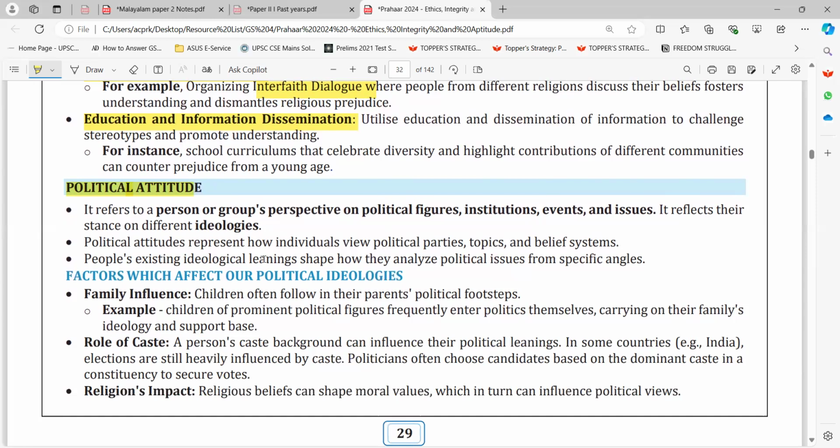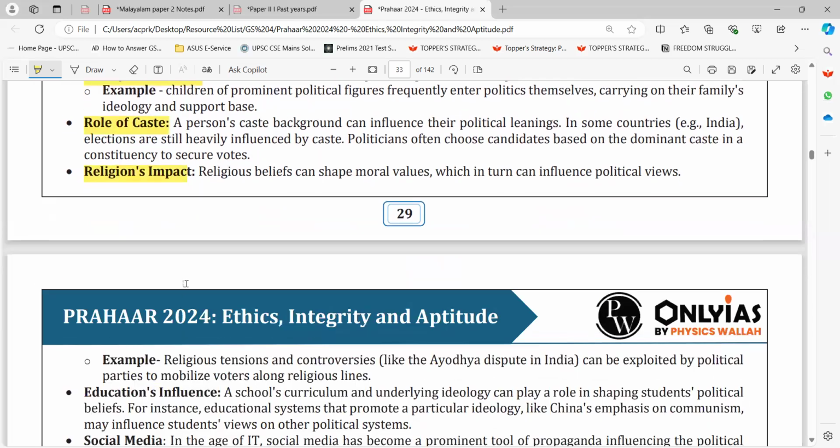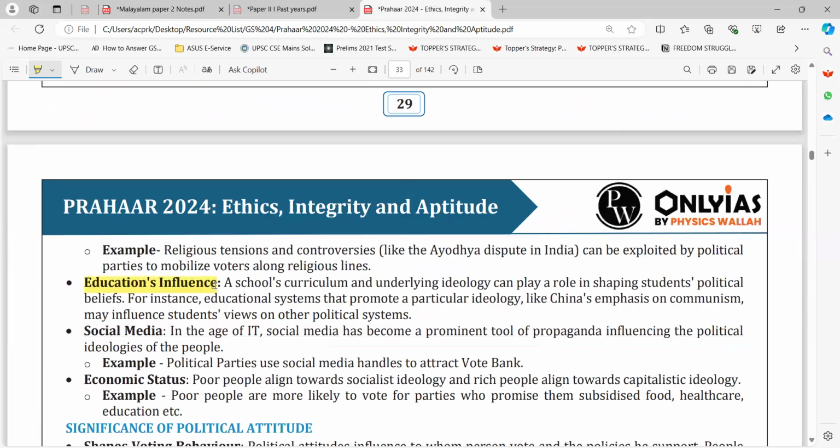People's existing ideological leanings shape how they analyze political issues from specific angles. Factors which affect our political ideologies: family influence, role of caste, religion's impact, education's influence, social media, economic status.